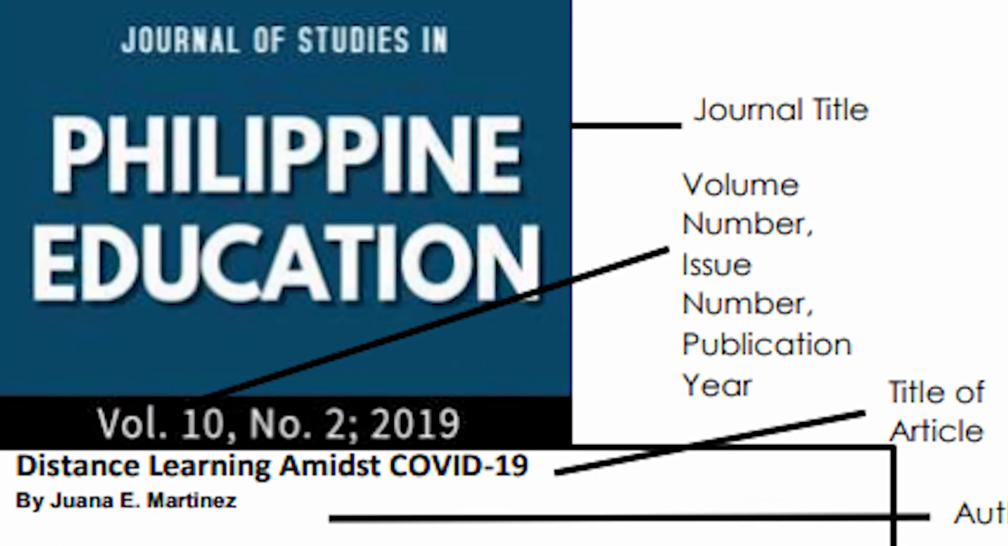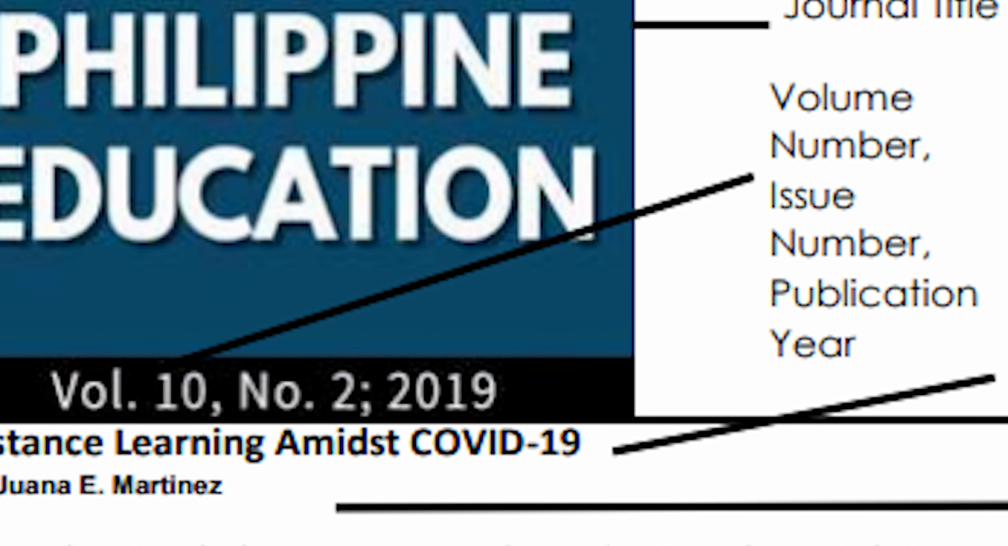And then the volume 10, number 2, 2019. So, makikita nyo doon sa ibaba ng journal title. Yung volume 10, yan yung volume number, yung 10. Issue number, yan yung number 2. Publication year, yan yung 2019. Kuha nyo? Volume 10, number 2, 2019, ibig sabihin, volume number, issue number, publication year, nakasulat yan siya sa ilalim or under the journal title.